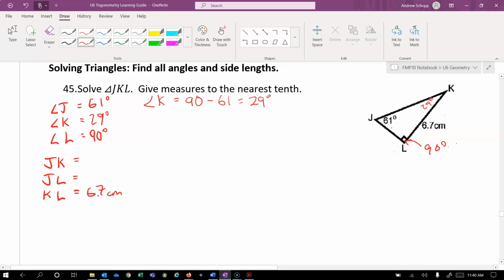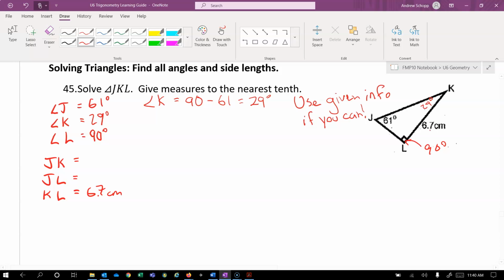One of the things when you're solving triangles, because you're creating new pieces of information, you might be tempted to use them, but I highly recommend that you use the given information only when you can. So the given information would be the 61 degrees and that 6.7 side length.